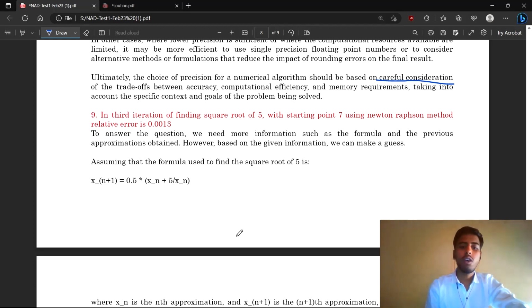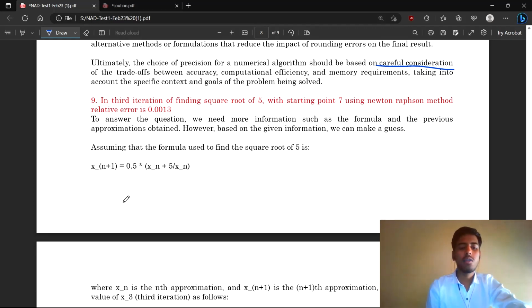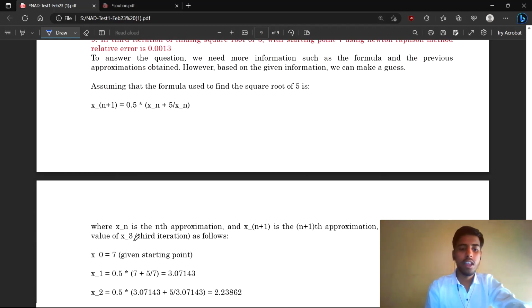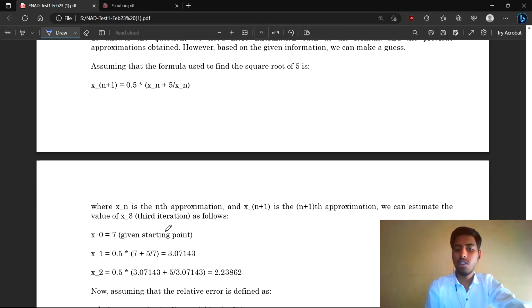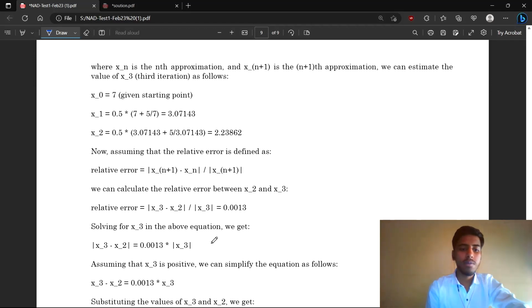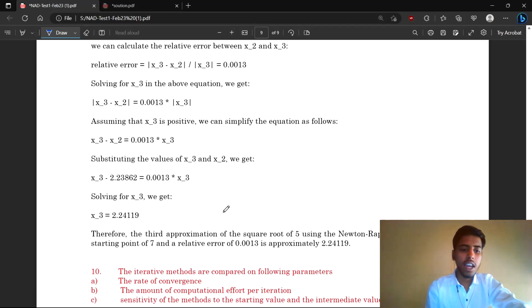So we can assume that the formula used to find the square root of 5 is x_{n+1} = 0.5 * (x_n + 5 / x_n), where x_n is the nth approximation and x_{n+1} is the (n+1)th approximation. We can estimate the value of the third iteration as follows. You can see also here. The final answer we obtain is x3 = 2.24119.